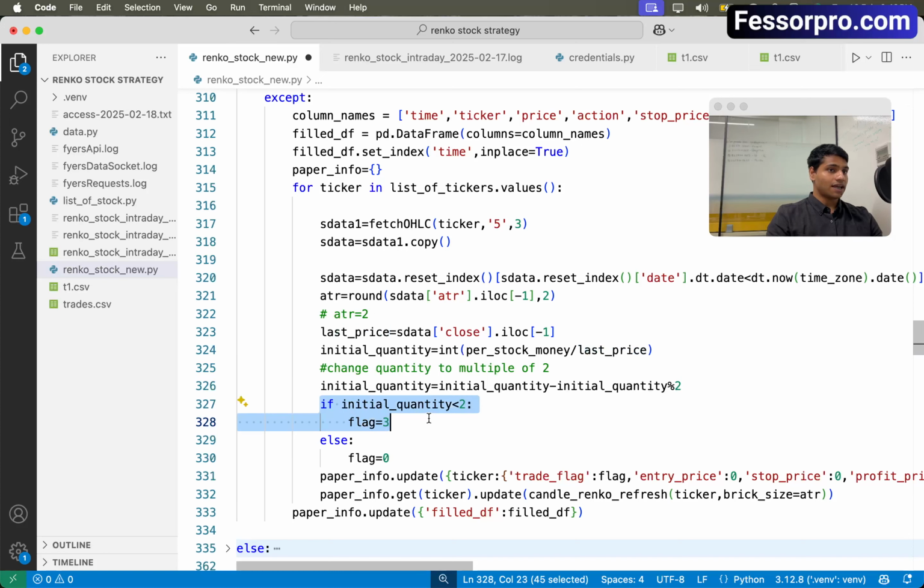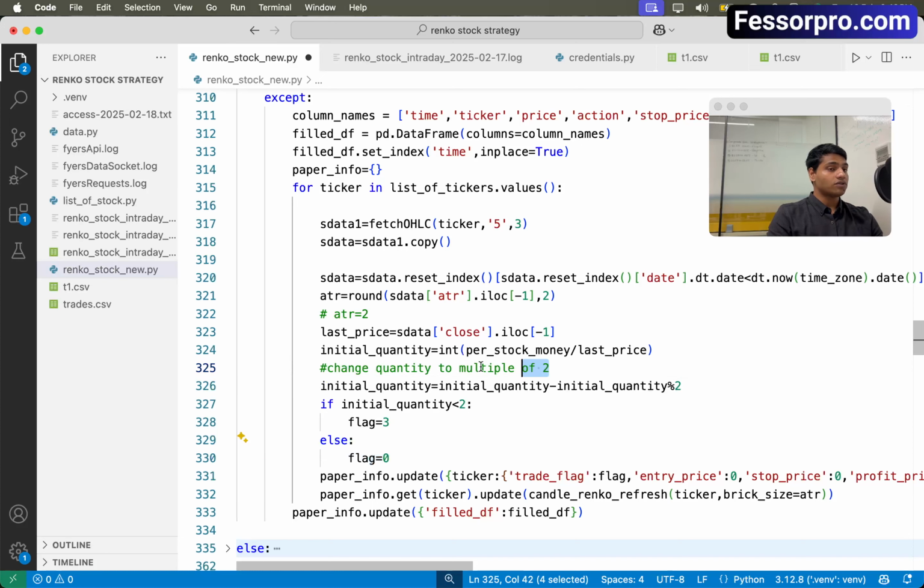So if that is the case, then I don't want to trade that stock, because my strategy requires at least 2 quantity to be taken, right? So that's why I've written a condition that if my initial quantity is less than 2, change the flag to 3. Now why flag is equal to 3, you'll understand. You can just give any number, just don't give 1, -1, 0. Other than that, any number you give, it's fine. Else I'll keep the trade flag as 0.